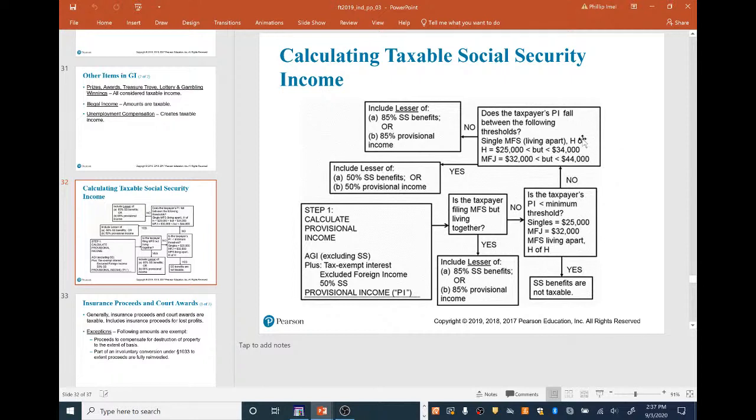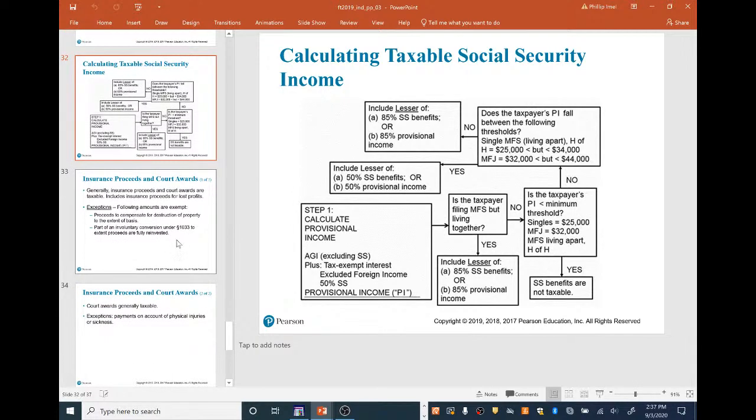This is actually the question. This is your homework assignment for chapter 3 as well. So slide 32 is of relevance when doing your homework. Just to throw that out there for you. Your homework assignment is to describe this process for calculating taxable Social Security income. So once again, this is your flow chart. Just describe that within your homework assignment.